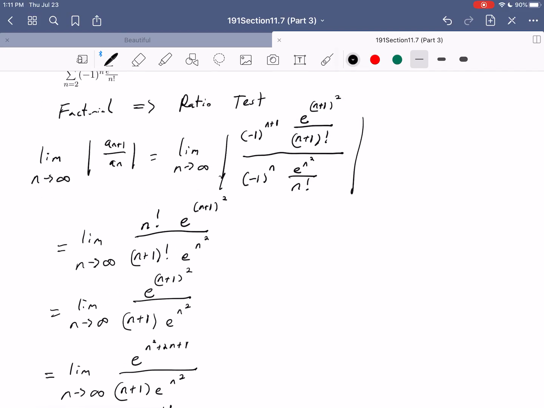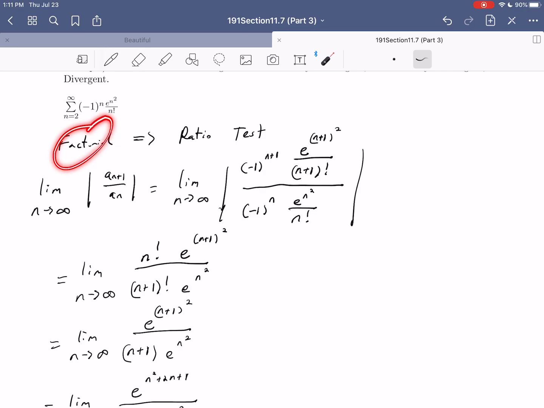Once again, the factorial here immediately told us that we're going to be using ratio test. Notice you might look at this and think back to what we did in the previous one and say, well, I thought the factorial was faster than an exponential. Well, if it had been e^n, that would be absolutely true. The factorial should have won out and it should have converged. But now we have e^(n^2).